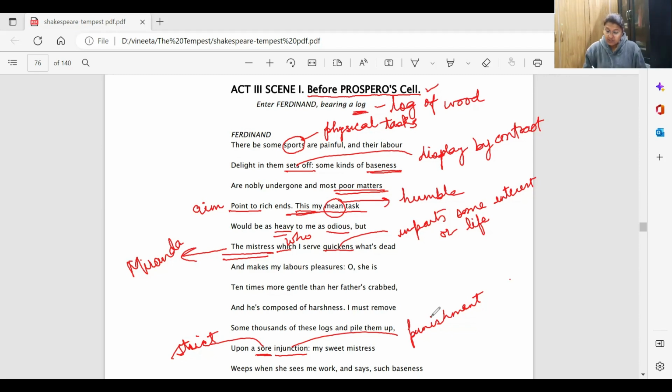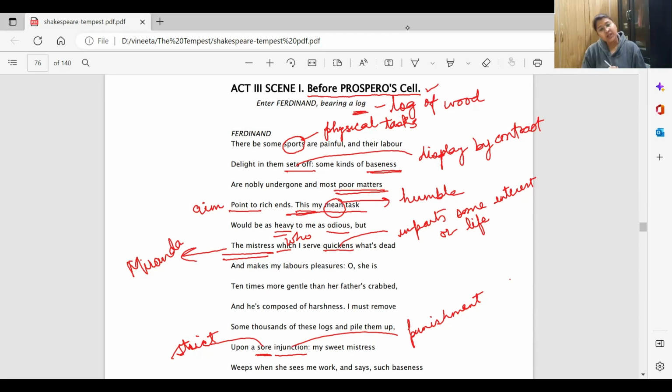Right? My sweet mistress weeps when she sees me work. Ferdinand has also understood that Miranda has fallen in love with him. And if not that, at least he knows that she is very gentle. So, to prove her gentleness, that she is 10 times more gentle than her father, he says that my sweet mistress is so considerate that she weeps when she sees me doing this task.